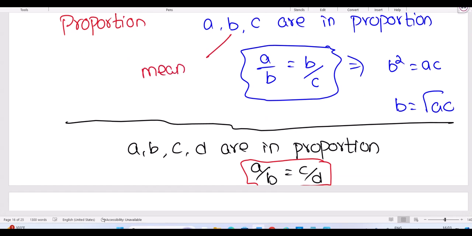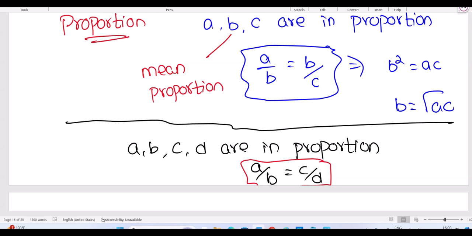See, in any exam, they are given two values. They are asking for the mean proportion, meaning B. They are given A and C, and you need to calculate the B value. Keep in mind that B is called mean proportion. When two values are given and you want to calculate the mean proportion, it means the B value, the middle one.